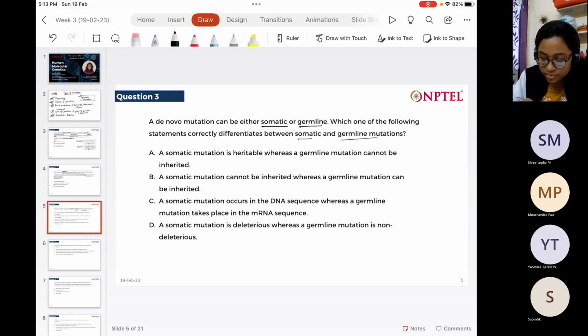A, a somatic mutation is heritable, whereas germline mutation cannot be inherited. B, a somatic mutation cannot be inherited, whereas germline mutation can be inherited. C, a somatic mutation occurs in the DNA sequence, whereas germline mutation takes place in the mRNA sequence. D, somatic mutation is deleterious, whereas germline mutation is non-deleterious. If you're aware, I have just explained what somatic and germline mutations are. So according to you, what is the correct answer then? Option B, ma'am. Correct, you're correct. Option B, somatic mutations cannot be inherited. Only the germline mutation can be inherited.